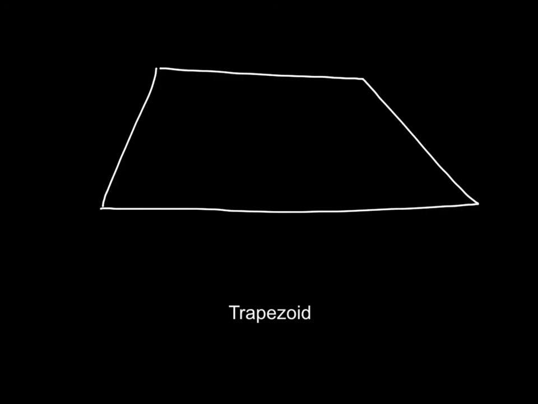First, let's look at a trapezoid. A trapezoid is a quadrilateral that has one pair of parallel opposing sides. So these two sides have to be parallel, meaning they'll never touch, and they're opposing. That's a trapezoid.